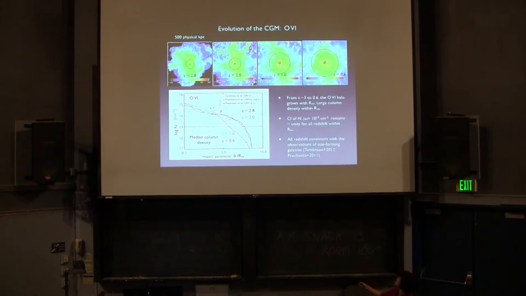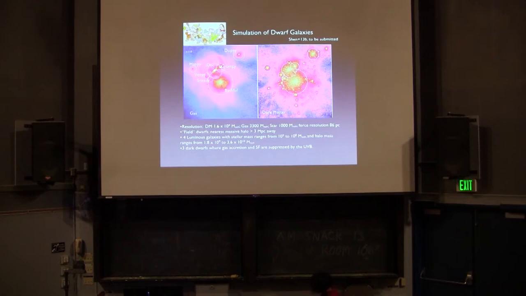So I want to switch the topic a little bit because I don't have much time now. The different environment we want to look at is a dwarf galaxy. I don't want to talk too much about the properties of a dwarf galaxy because Piero is going to talk about it tomorrow. What we have is four luminous small dwarfs and three dark dwarfs. I'm going to focus on the two biggest luminous dwarfs, which contribute most of the star formation and most of the metal ejection.